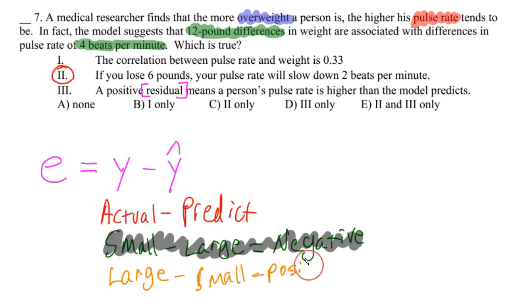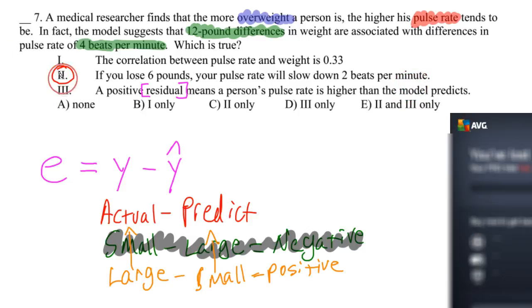And it would. I mean, if you take a large number that's positive and you subtract a small number from it, it's going to be positive. What that tells us is that the large number was the actual number, so the prediction was too low. That actually matches what they're saying here. A positive residual, meaning a positive error, means a person's pulse rate is larger than what the model predicts. So 3 is actually correct.